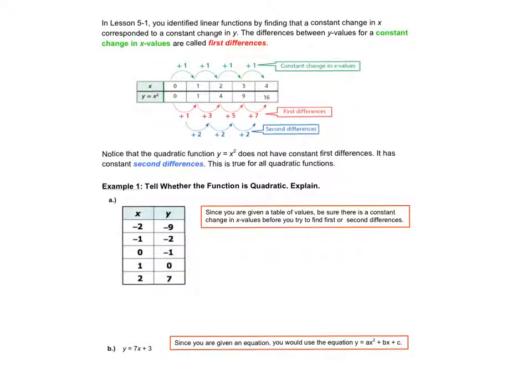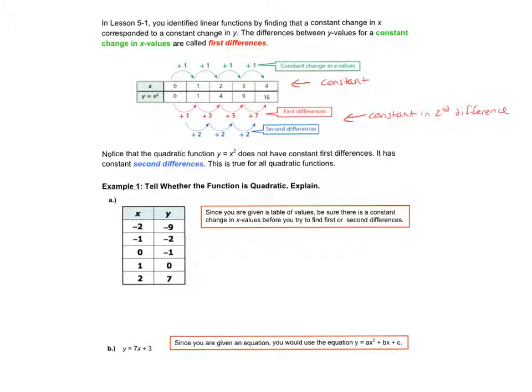In order to see if something's quadratic or not from a table of values, if you remember, to see if it was linear, we had to see a constant change in the x and y. Well, now we have a constant change in the x, so a constant increase or decrease in the x, and a constant change the second time we do it for the y. So it's constant in the second difference. I'll show you what that means.